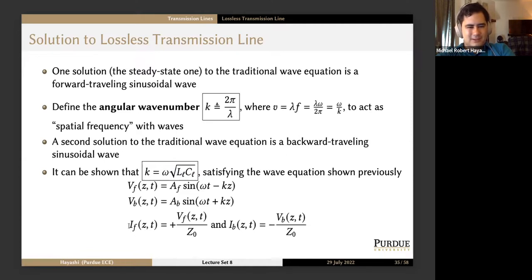So note, also, where does the characteristic impedance come in? It comes in when we start defining the other wave, the current wave. So I is just V divided by Z. Looks like a very simplified version of Ohm's law. So the forward current wave is plus VF of z and t over Z naught, and the backwards traveling current wave is negative VB of z and t over Z naught. So forward one has a plus sign, and then you need a negative 1 over Z naught for the backwards current wave.